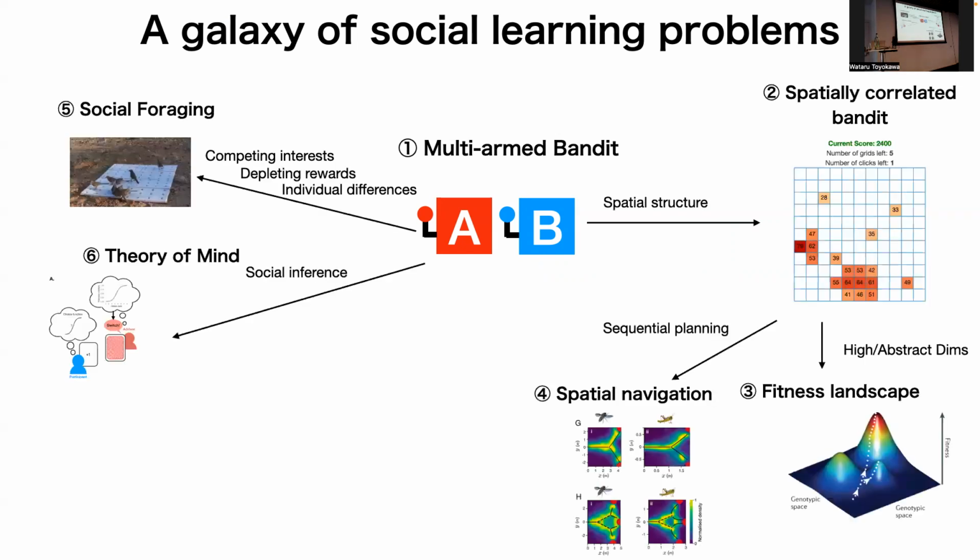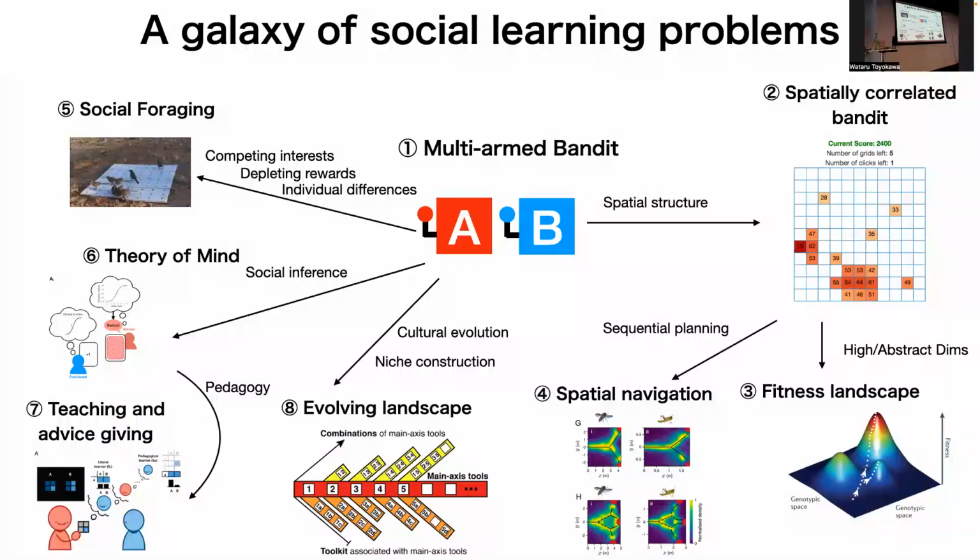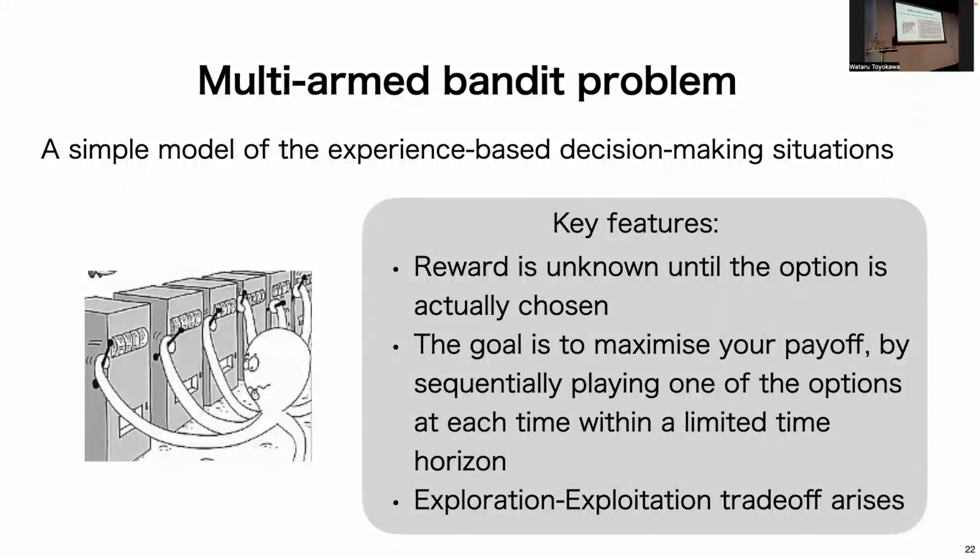Yeah, so these are a summary of the potential connections, and I'd like to come back to this point later. So, multi-armed bandit. The definition is very simple. The key feature is that the reward is unknown until you actually choose the option. So until you try, you don't know how rewarding it is.